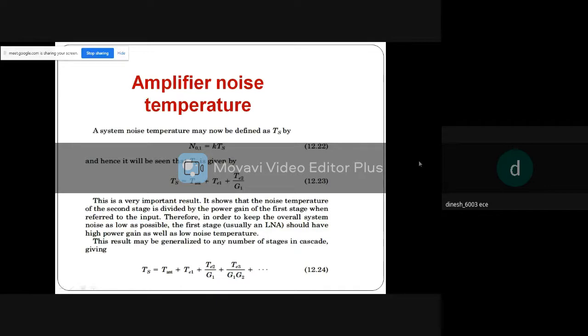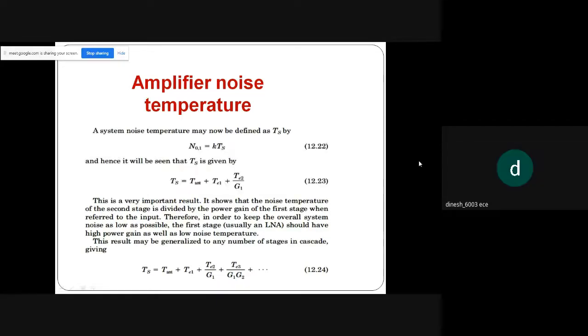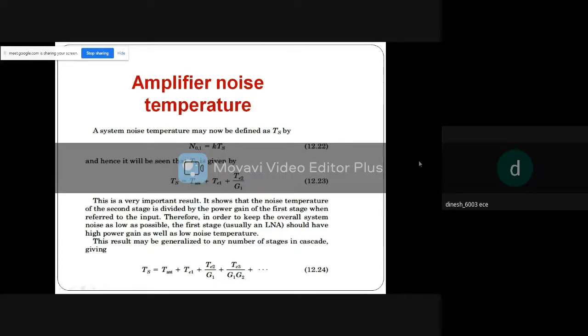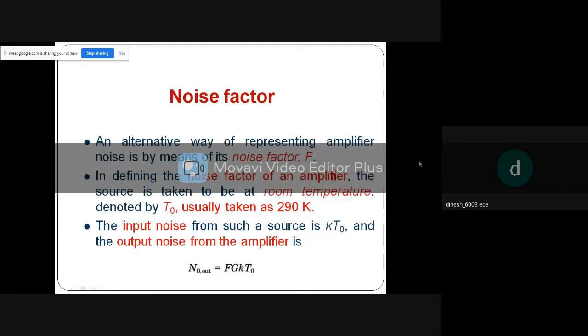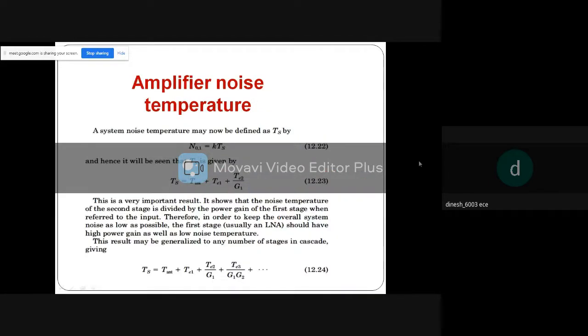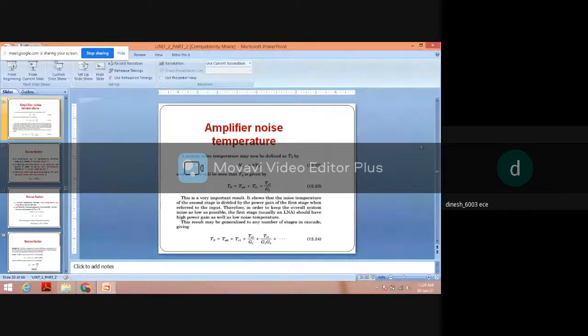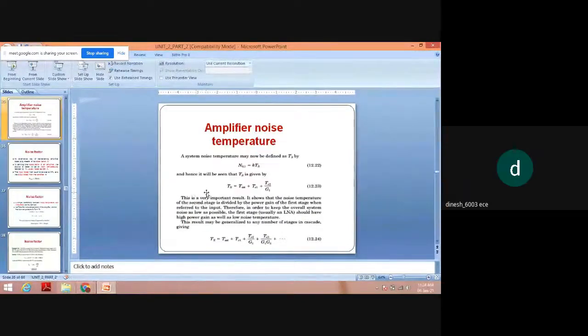So this can be expanded for any number of stages in the cascade. T S is equal to T antenna plus T E1 plus T E2 by G1 plus T E3 by G1 G2, and it goes on. So for amplifier noise temperature, usually we choose a low noise amplifier. The design is given for that.